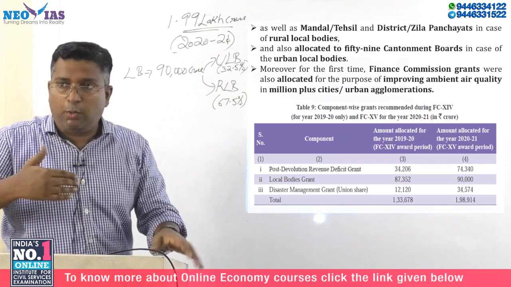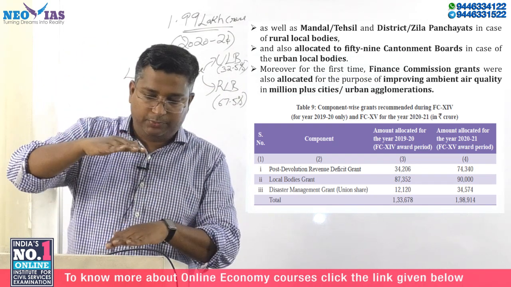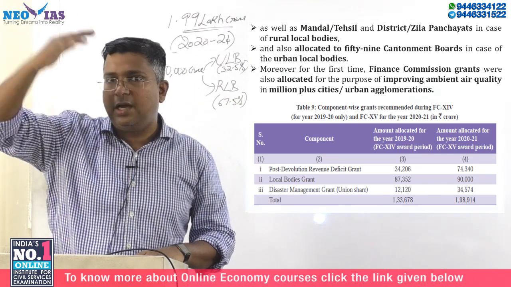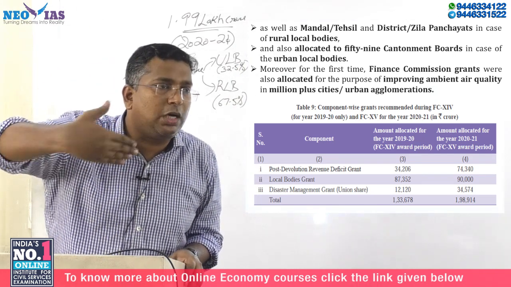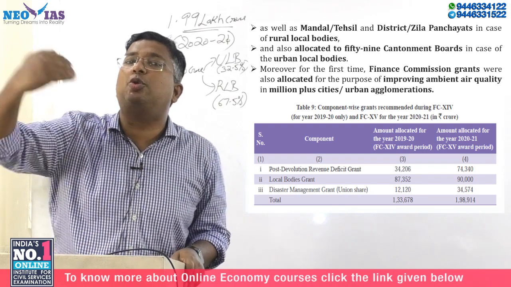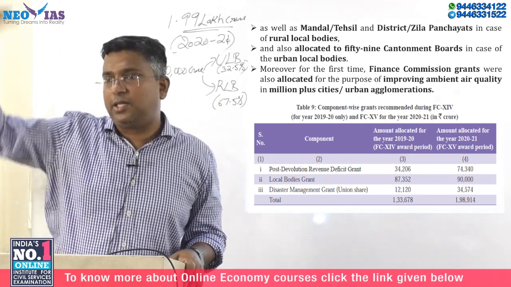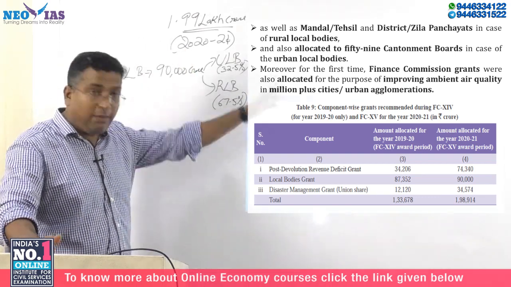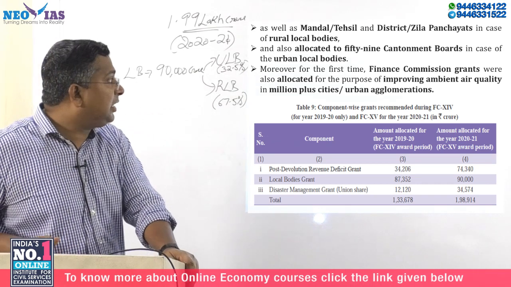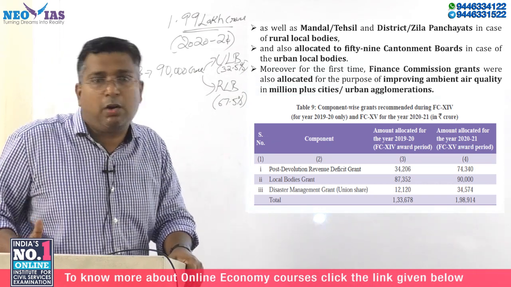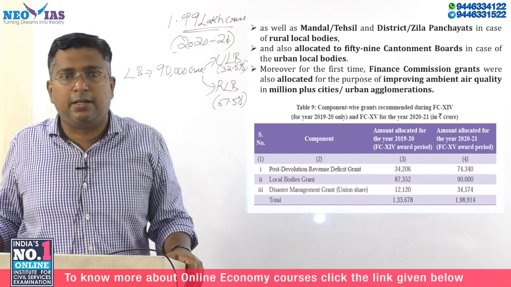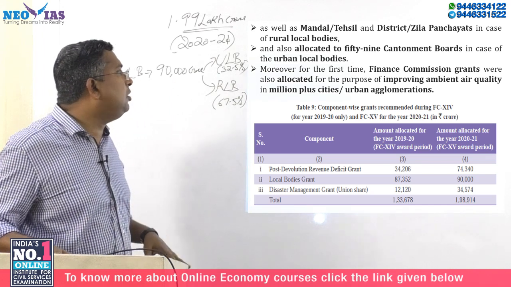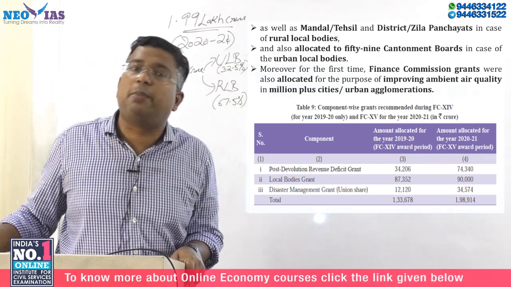So rural local bodies have 3 tiers: gram panchayat, a middle tier that is tehsil or mandal level, and the higher district level. When we talk about rural local bodies, it even recommended how much to be transferred to the district level and how much to the middle level or mandal level. It also recommended how much comes under the urban local bodies. There are different types of urban local bodies. For the first time, it has allocated grants to 59 cantonment boards from the urban local bodies.